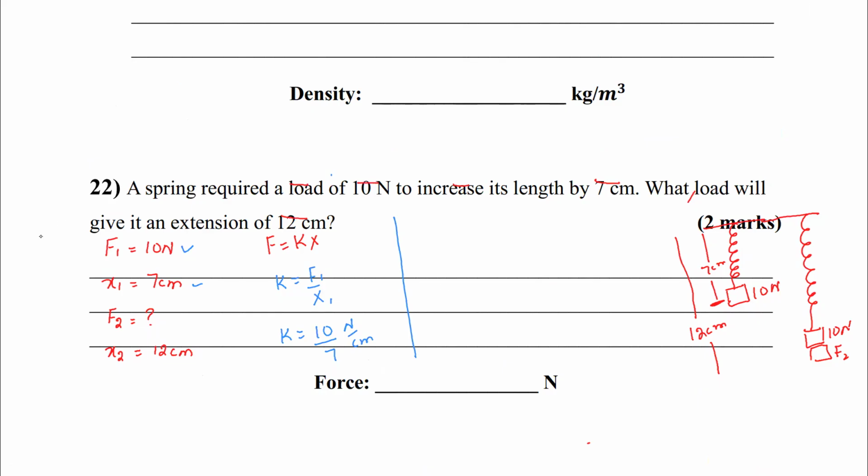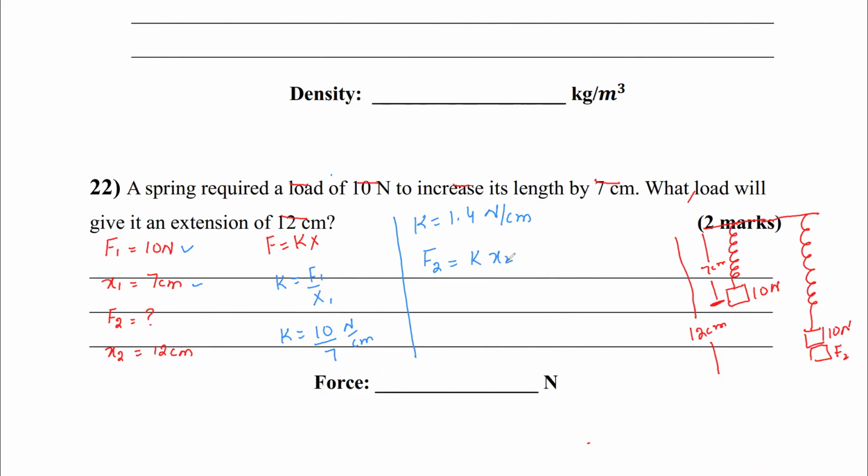Value of K here is 1.4 Newton per centimeter. Now we have to find the value of F2. So we know that F2 is equal to K times X2.